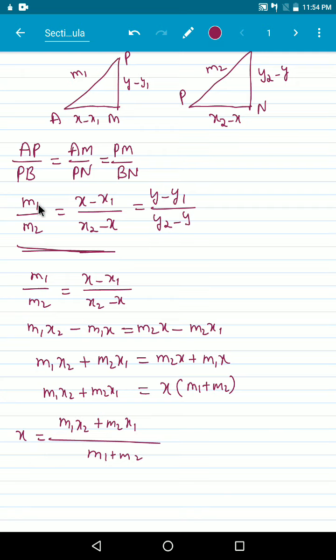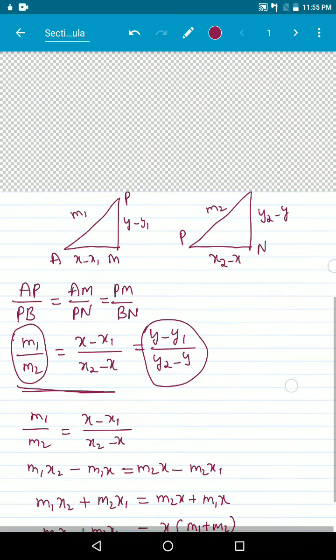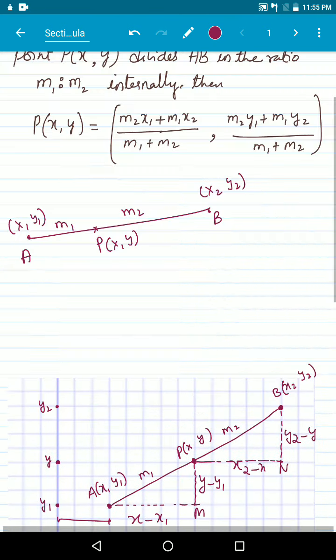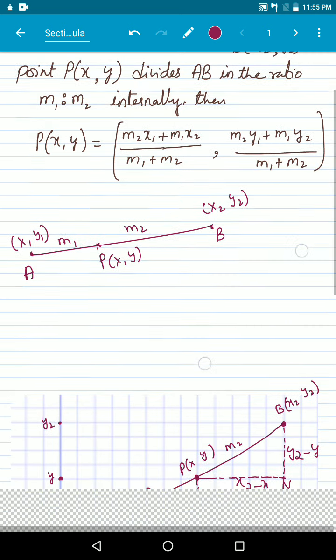In the same way, if we take m1 divided by m2 and y minus y1 divided by y2 minus y, we will get the value of y. So what will be the value of y? m1 y2 plus m2 y1 divided by m1 plus m2. So this is how we can find the coordinates of point P: m2 x1 plus m1 x2 divided by m1 plus m2, and m2 y1 plus m1 y2 divided by m1 plus m2. These are the coordinates of point P, and this was the derivation.